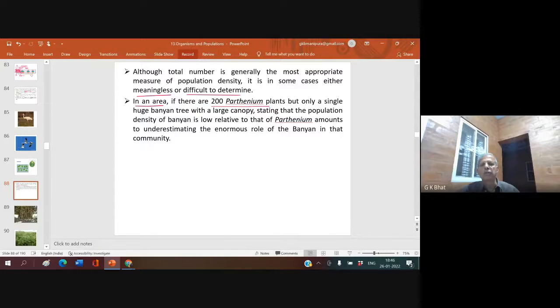If there are 200 Parthenium plants, but only a single huge banyan tree with a large canopy, stating that the population density of a banyan is low, relative to that of a Parthenium, amounts to underestimating the enormous role of the banyan in that community. Have you heard about the banyan tree?